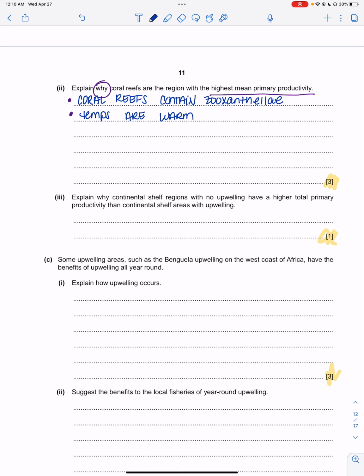I'm surprised at this next mark saying temperatures are warm. This is their go-to range, but their favorite is 23 to 25 degrees Celsius. That is their favorite.